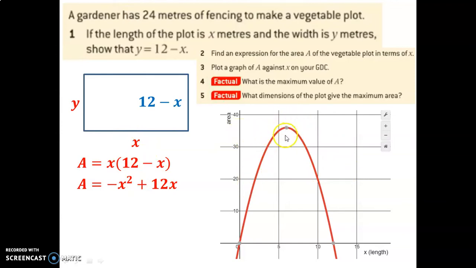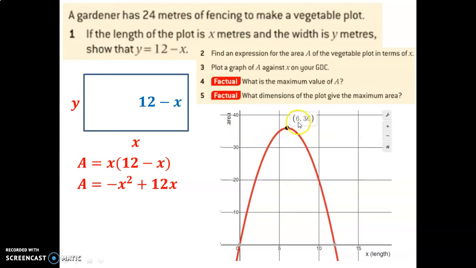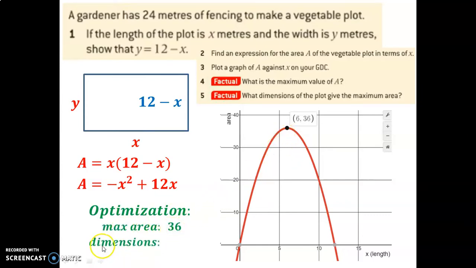So what was that point? Did you find it? Okay, that point should be (6, 36). That tells you at an x value of 6, the area is 36. That's our maximum area. So what are the dimensions of the plot of land? Well, this is what optimization is all about. We have found this maximum point, all right? So the maximum area is 36, and that occurs when x is 6. And if x was 6, then y would be, well, we can put x as 6 in here, and we find out y is also 6.